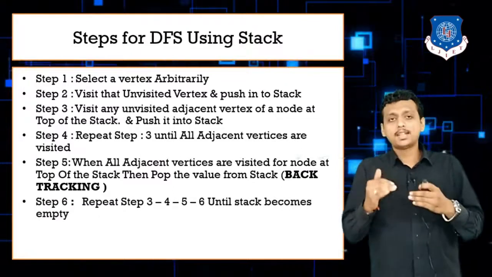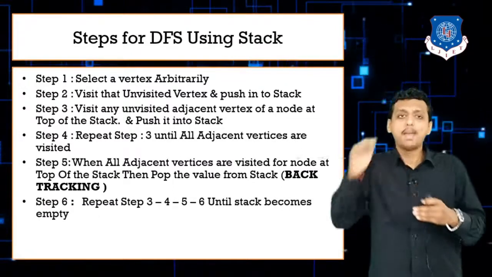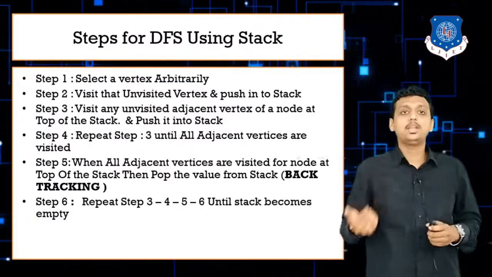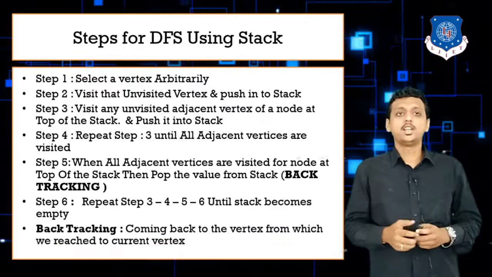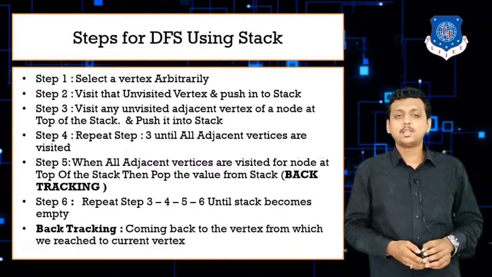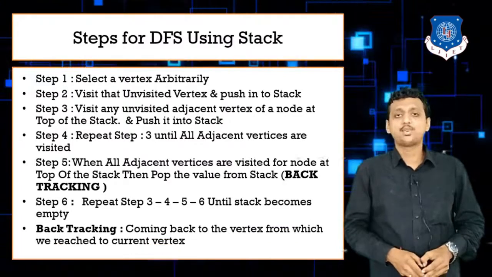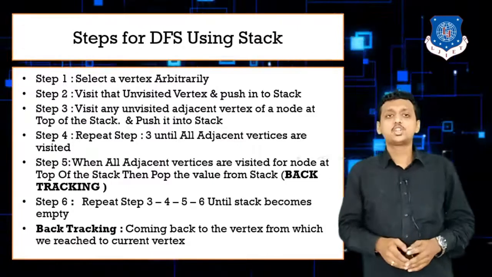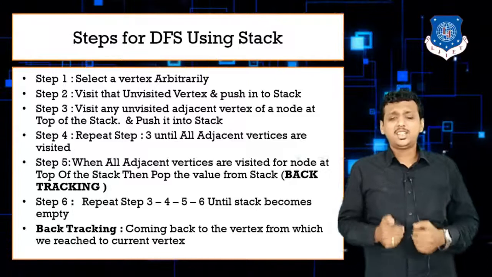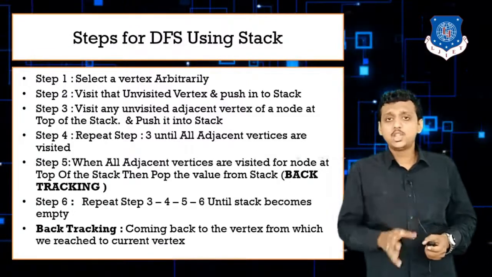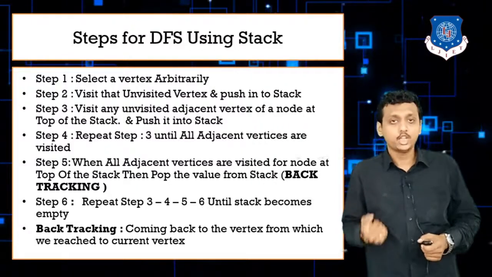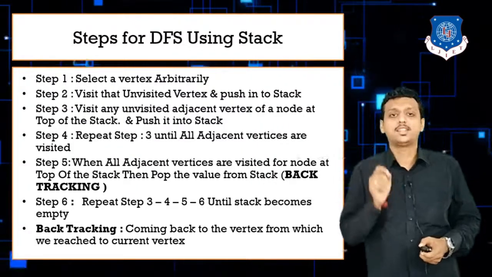What do we mean by backtracking? In backtracking, we are just going back to the parent node, or we can say, from the node we came to the current node. Okay, so here it is. Next is backtracking, that means coming back to the vertex from which we reached the current vertex. That operation in which we go back to the node from which we came to the current node is known as backtracking.